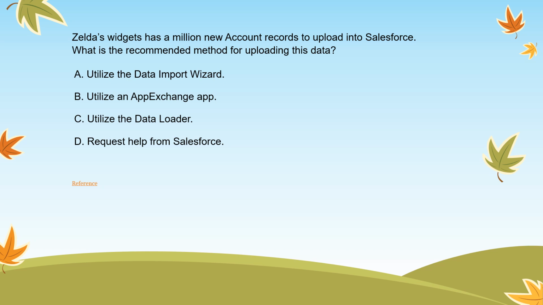Now you just have to decide which one is best for this situation. Remember, the question says 1 million records. That is so many. The data import wizard can do 50,000. The data loader can do 5 million. Write that down. Data loader is greater than import wizard. Okay, so we're going to go with data loader because it can do 5 million. Let's see if we are correct. And we are correct.